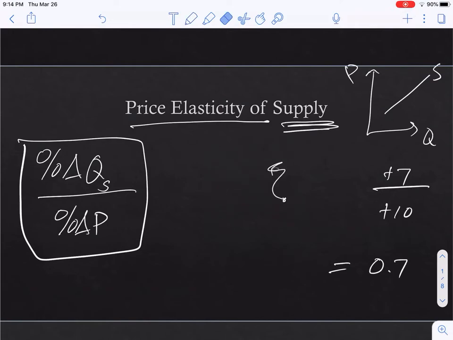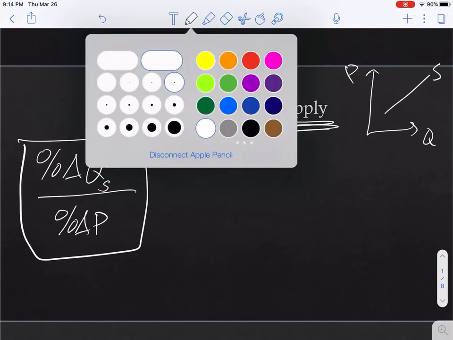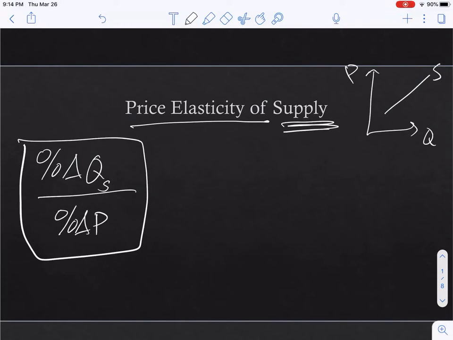Let's work a different example here. Get rid of these. There we go. Clear the board. This is as close to chalk as I get these days.